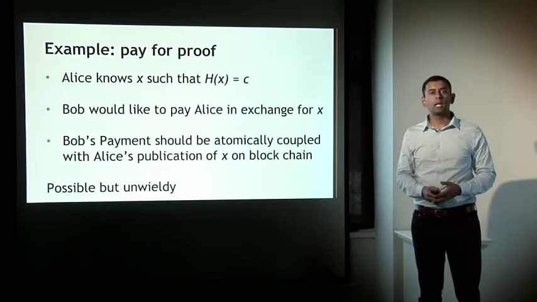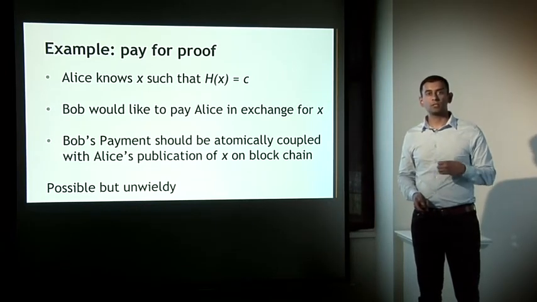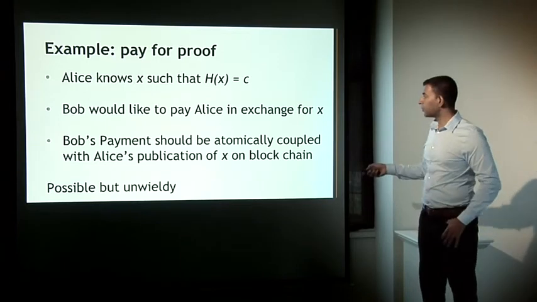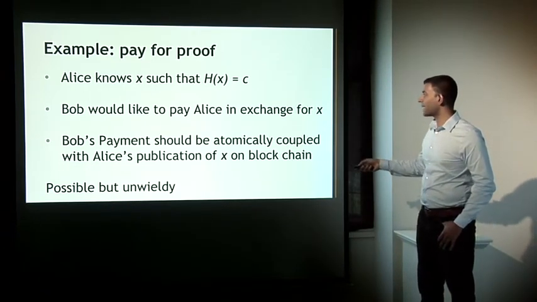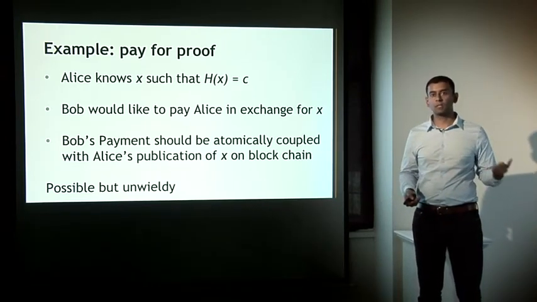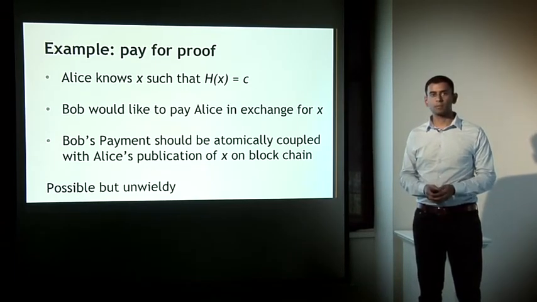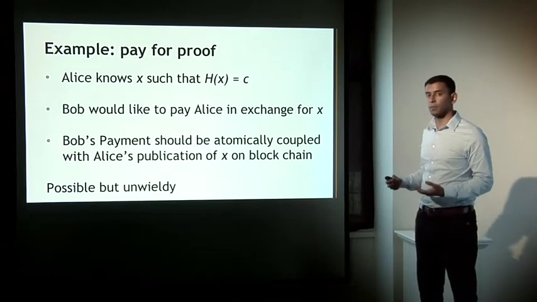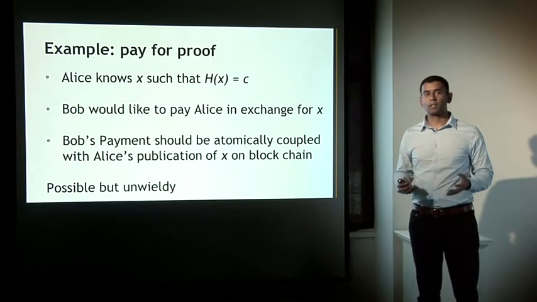But of course, once again, security is a problem. This transaction happens over the internet. We want to make sure that if Bob does pay Alice, then Alice is necessarily forced to transfer knowledge of x to Bob. And one way in which we can achieve that is we can atomically couple Bob's payment with Alice's publication of x onto the blockchain. So here she's not secretly sending x specifically to Bob, but instead she's publishing it onto the blockchain, but maybe that's acceptable to Bob. So this is also something that can be accomplished, but it starts to get quite unwieldy with regular Bitcoin.